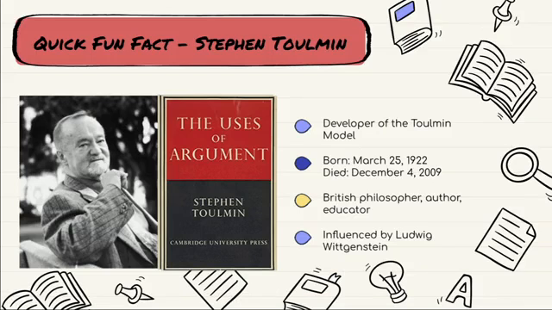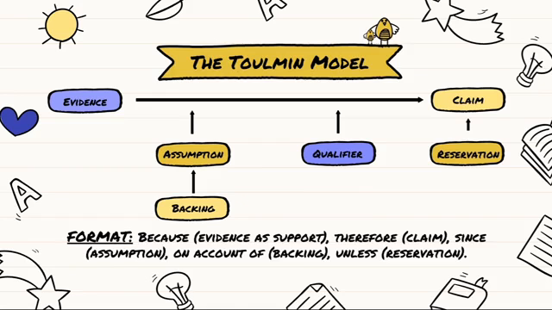Quick fun fact. Born on March 25th, 1922 in London was Stephen Toulmin, a British philosopher, author, and educator who was influenced by Ludwig Wittgenstein to study the analysis of moral reasoning. Wittgenstein's influence led Toulmin to develop the Toulmin model. He unfortunately did pass away on December 4th, 2009 in Los Angeles. Pretty recent. This is the Toulmin model.